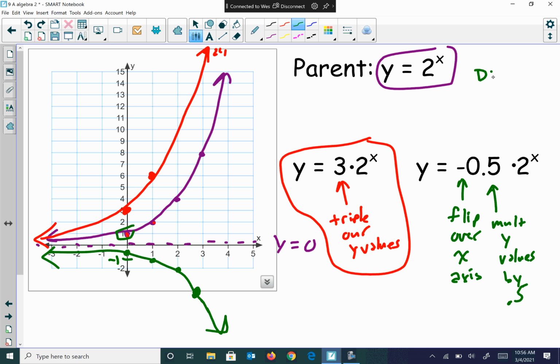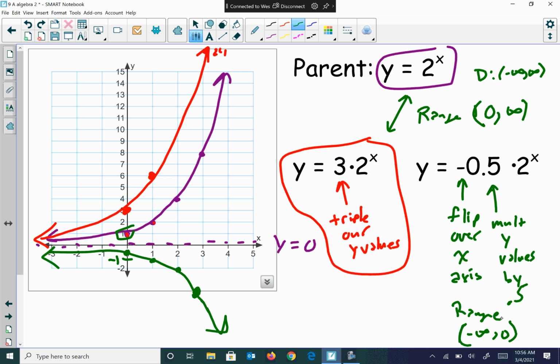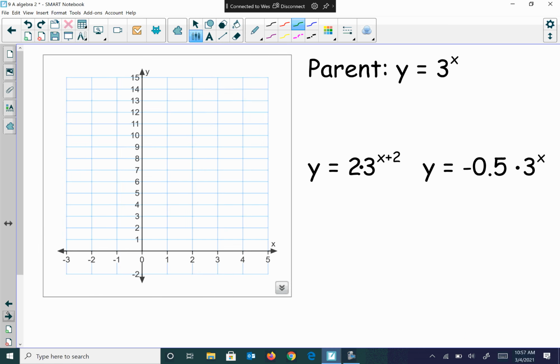So the domains for all of these are going to be negative to positive infinity. The range of these two will be from rounded bracket 0 to infinity. The range of this one will go from negative infinity, so you go bottom to top, to 0. Okay, and again, the domains, I can plug any numbers in, get anything out. I might get tiny little fractions where I'm kind of close to something, but I'm not going to get there. All right.